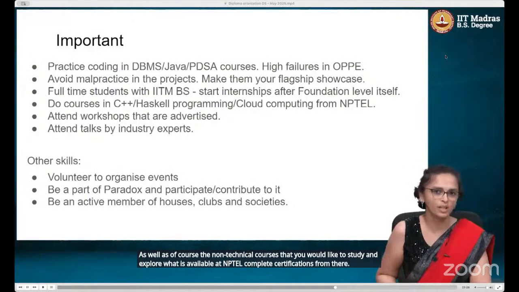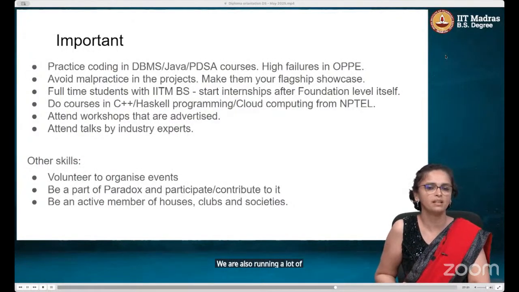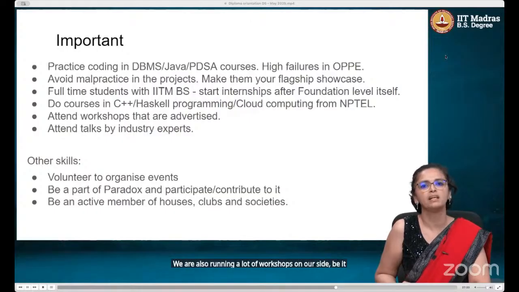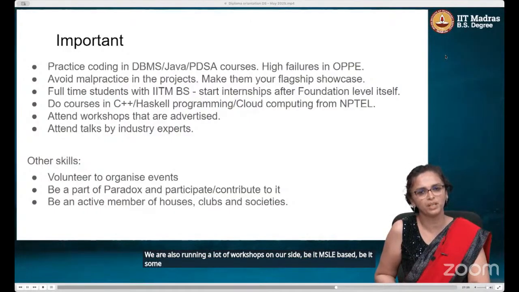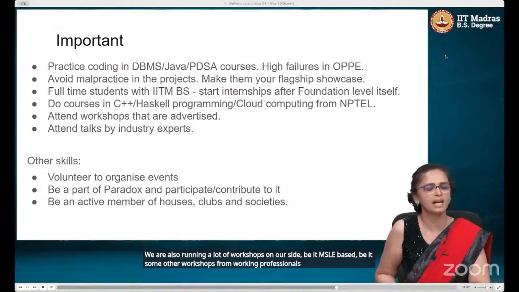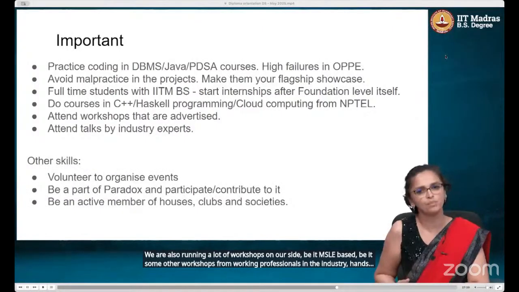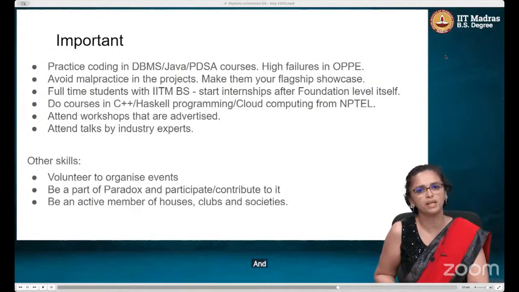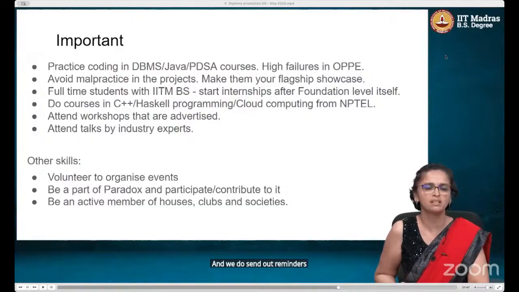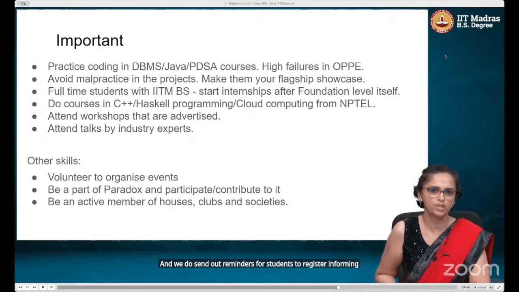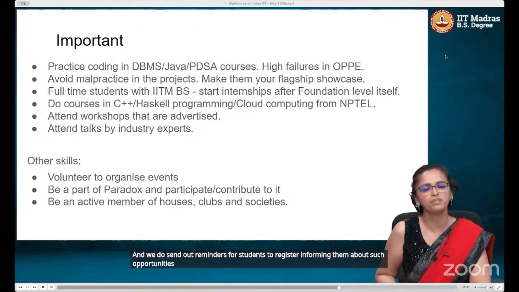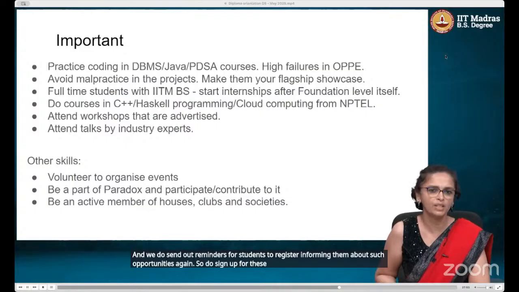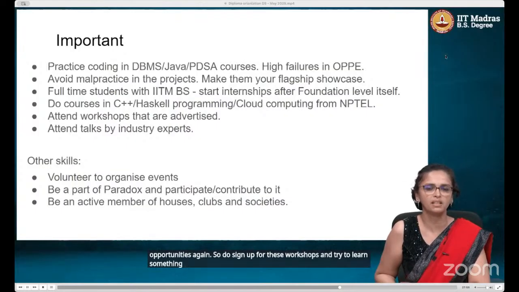We are also running a lot of workshops on our side, be it MSLE based, or other workshops from working professionals in the industry, with hands-on coding and hands-on projects also. These are typically conducted in the evenings or on the weekends, and we do send out reminders for students to register, informing them about such opportunities. So do sign up for these workshops and try to learn something outside of the curriculum and the program too.